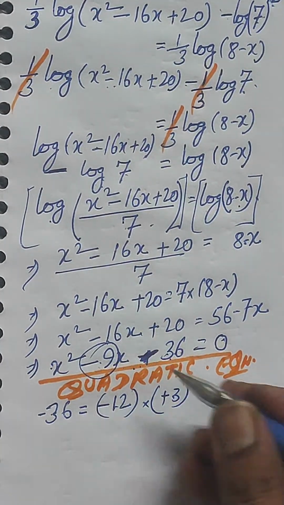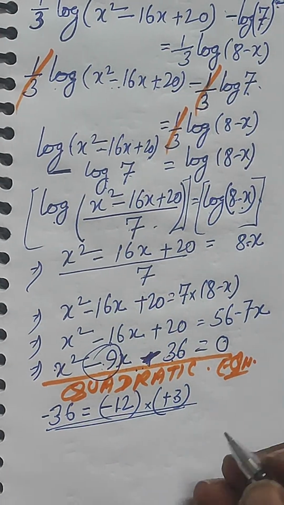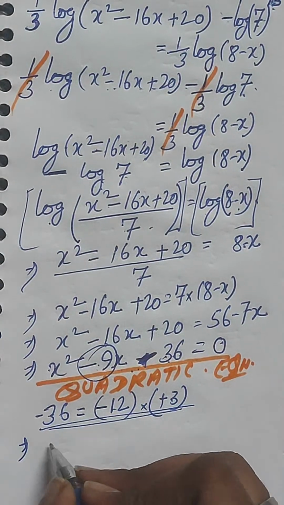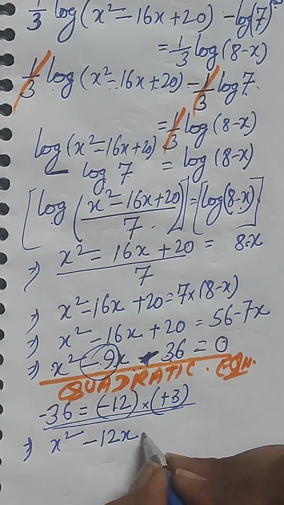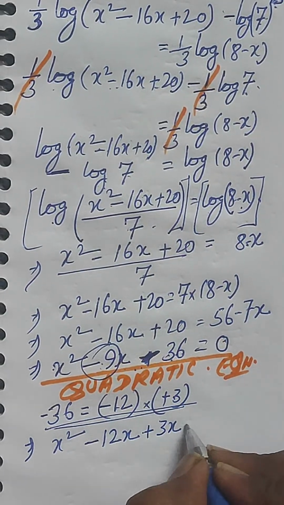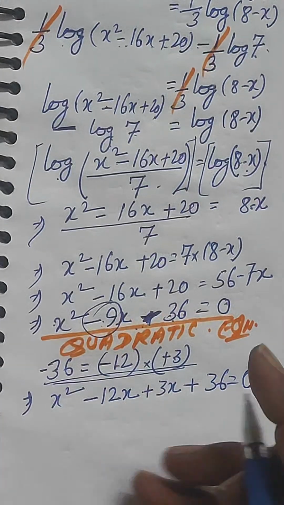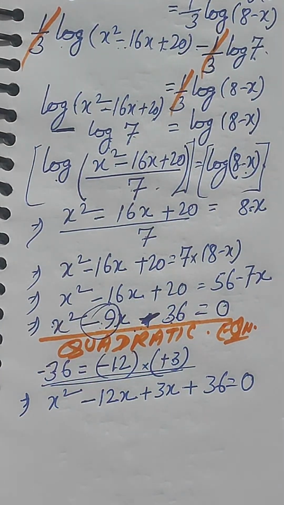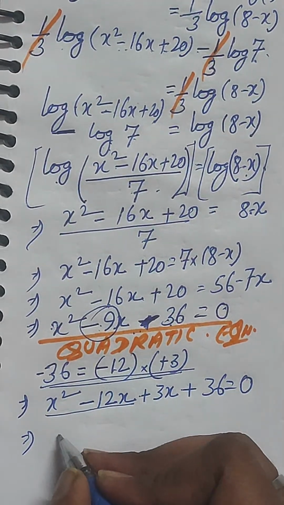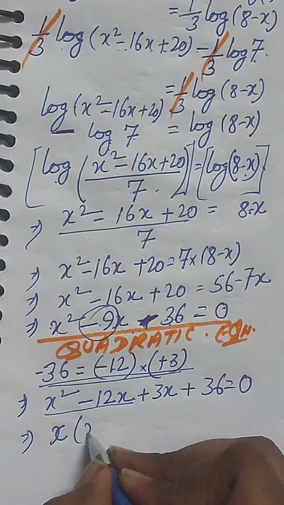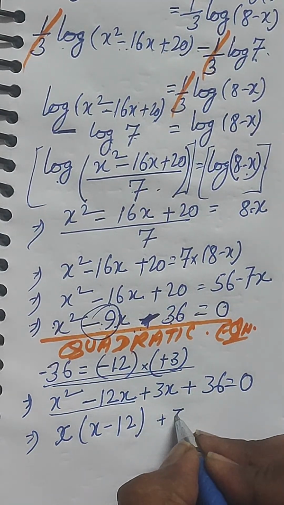So we will split the middle term using this, right? Then we get x square minus 12x plus 3x minus 36 is equal to 0, right? So this will give you, from the first two terms, x can be taken as common, and we have x minus 12, and from the last two terms 3.